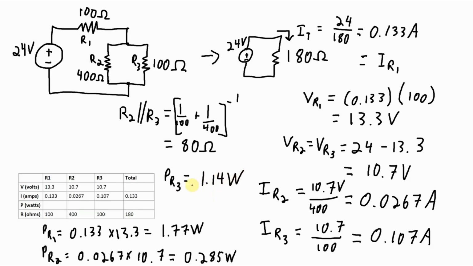The total power will be power dissipated by resistor 1 plus the power dissipated by resistor 2 plus the power dissipated by resistor 3, and that works out to 3.192 watts. Let's just go 3.19 watts. I could have also got this by calculating the total current, 0.133 times 24 volts. And that's it. Let me just fill in the rest of the table here.